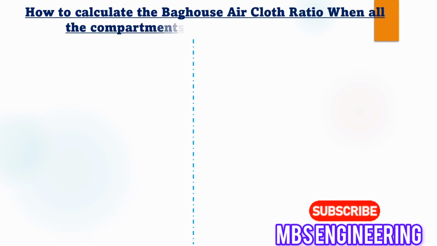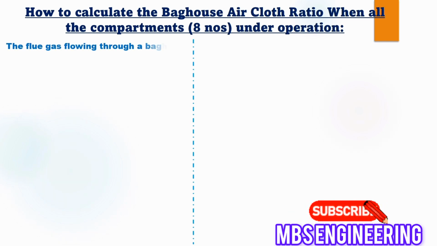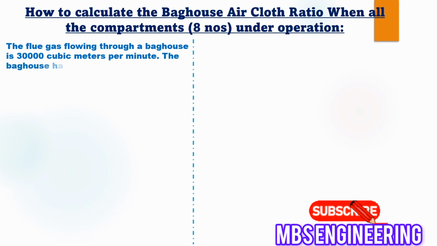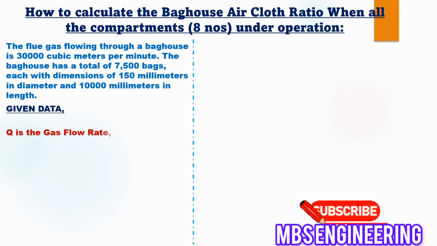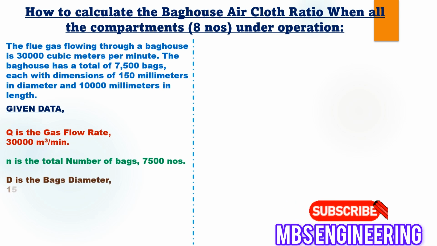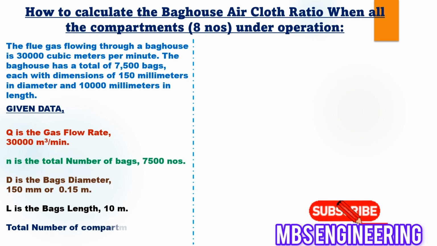Next, we will learn and understand how to calculate the baghouse air-to-cloth ratio when all the compartments, 8 numbers, are under operation. The flue gas flowing through a baghouse is 30,000 cubic meters per minute. The baghouse has a total of 7,500 bags, each with dimensions of 150 millimeters in diameter and 10,000 millimeters in length. Given data. Q is the gas flow rate, 30,000 meter cube per minute. N is the total number of bags, 7,500 number. D is the bag diameter, 150 millimeters, or 0.15 meters. L is the bag's length, 10 meters. Total number of compartments, 8 numbers.